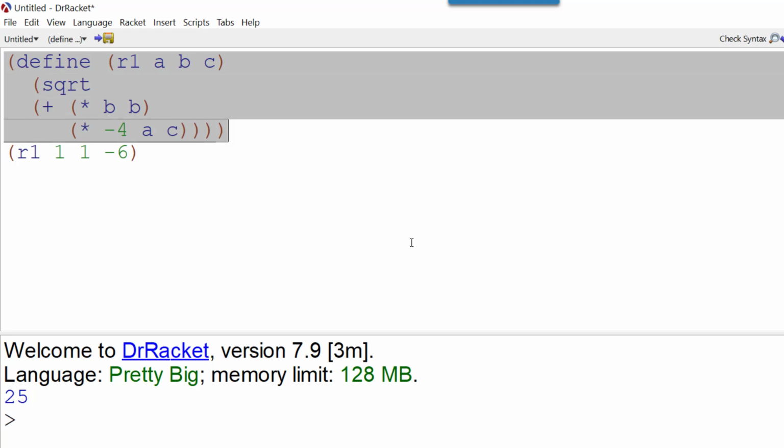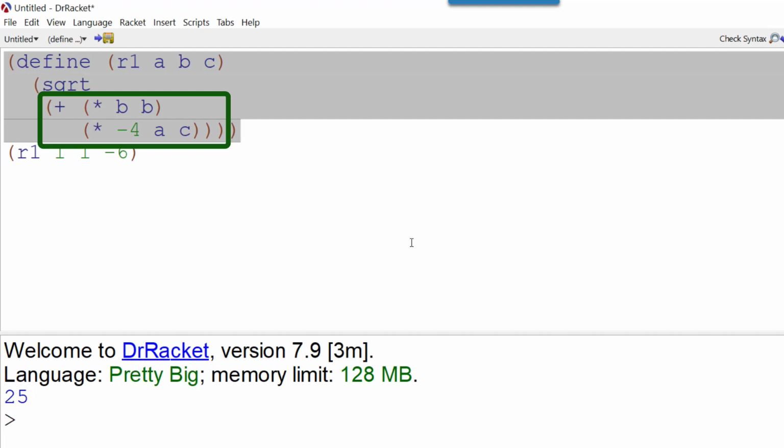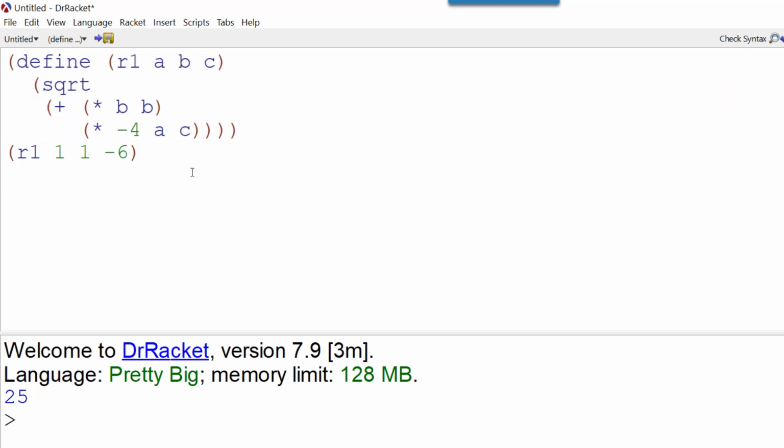But the indenting is wrong. So what I do is I hold down the control key and hit I. Control and I does the indenting. So now I can see what belongs to the square root, what belongs to the plus, and what each of those parts are. So does this work? Well, let's run it. And yes, we get the answer of 5.